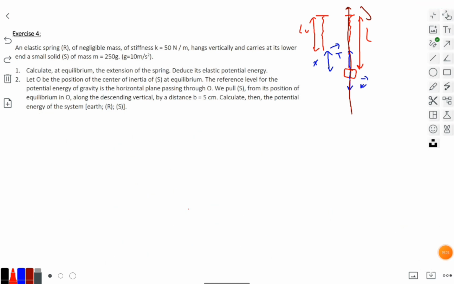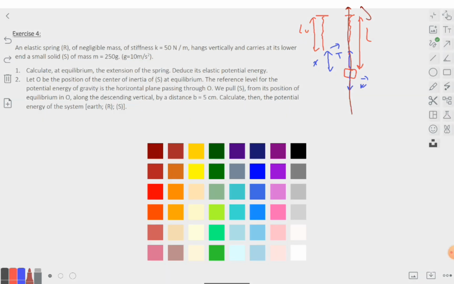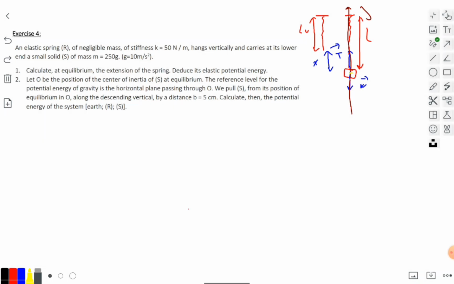Part 2. Let O be the position of the center of inertia of S at equilibrium. This point is O. The reference level for the potential energy of gravity is the horizontal plane passing through O. Then the horizontal line passing through O is the reference.